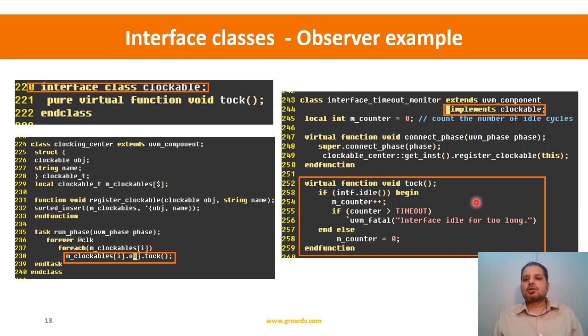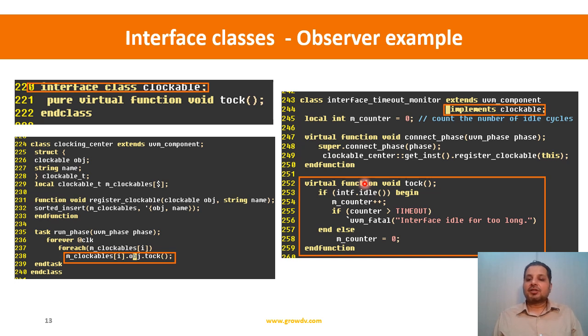So now this tock becomes a part of the interface timeout monitor, and here I can do the processing, I can increment some counters, and if that counter is greater than timeout, I'm looking at idle. So this is one of the techniques used in the testbench. You look at idle, and if the interfaces remain idle for a certain duration of time, then it is an indication that the stimulus has completed and something is hung, right?